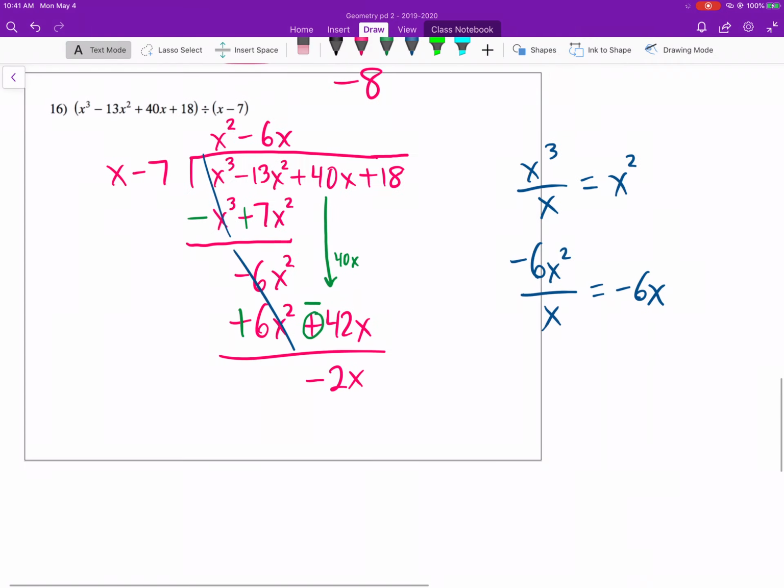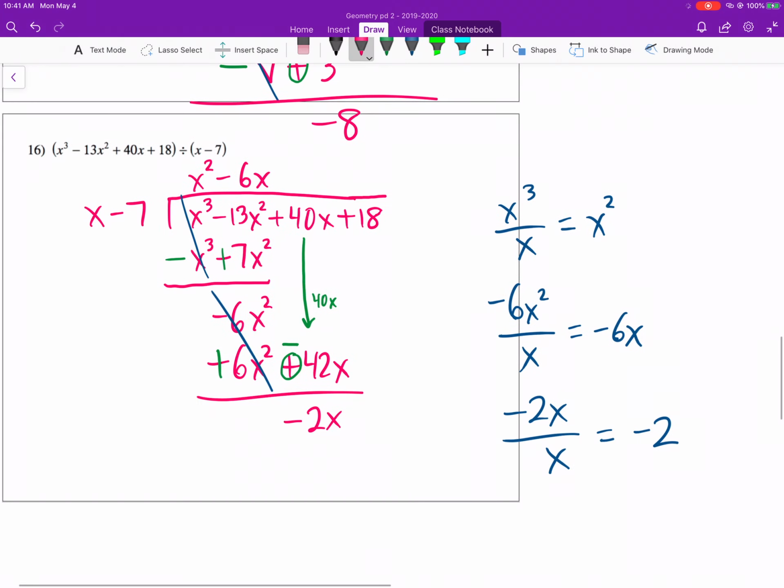That was our subtraction. Start it over. Divide. -2x divided by x is -2. After you divide, throw that up top. So -2. Now we multiply. -2 times x is -2x. -2 times -7 is positive 14.